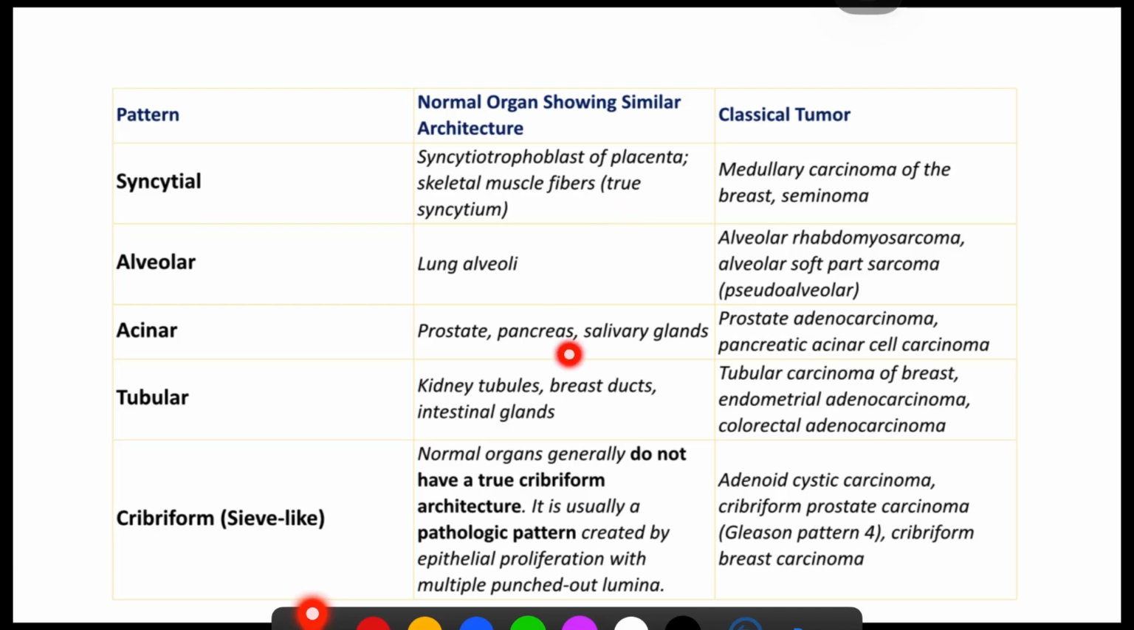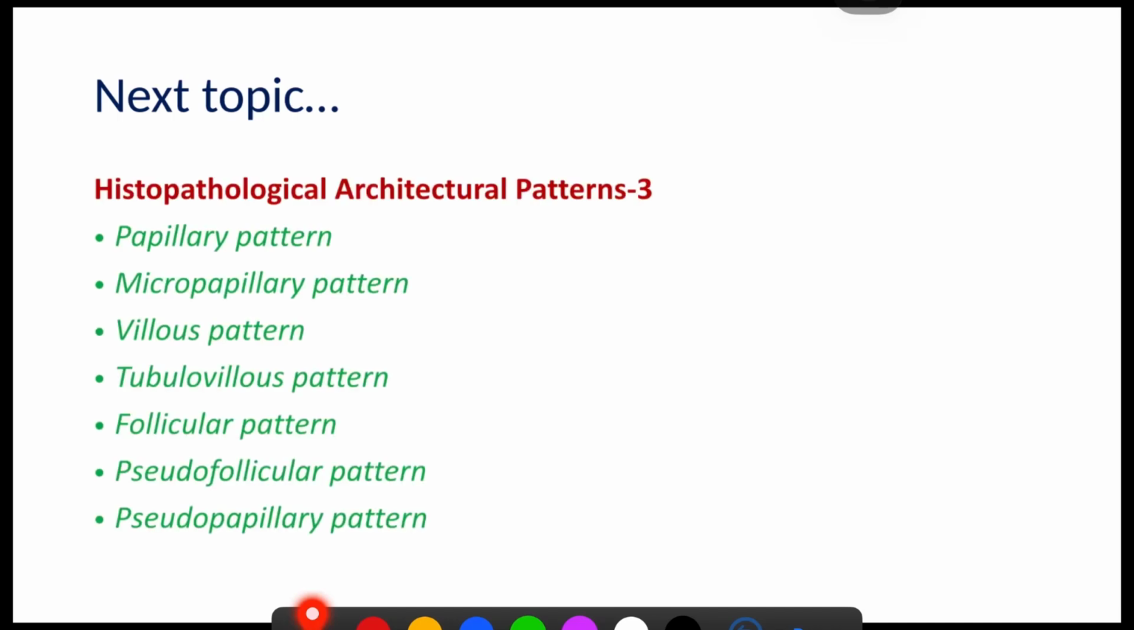Here I have given this table to remember the normal pattern in the normal organ as well as the tumor showing a similar appearance. In the next episode we will cover papillary, micropapillary, villous, tubulovillous, follicular, pseudofollicular and pseudopapillary patterns in detail.